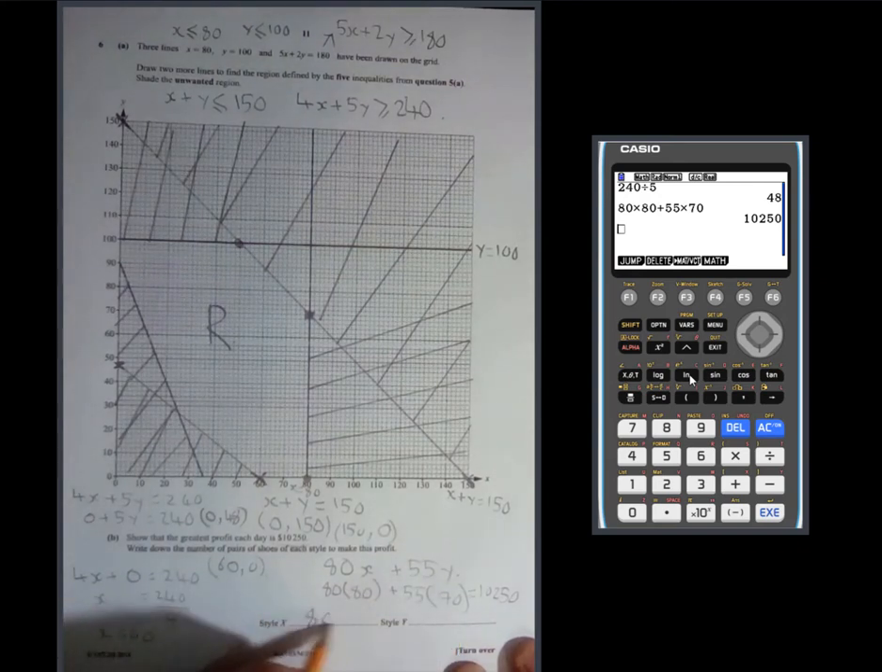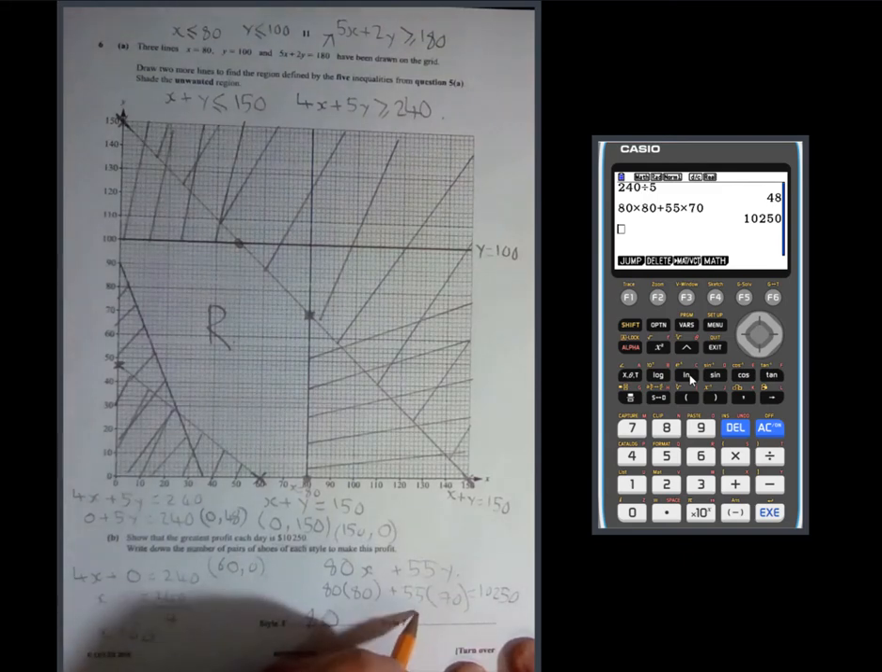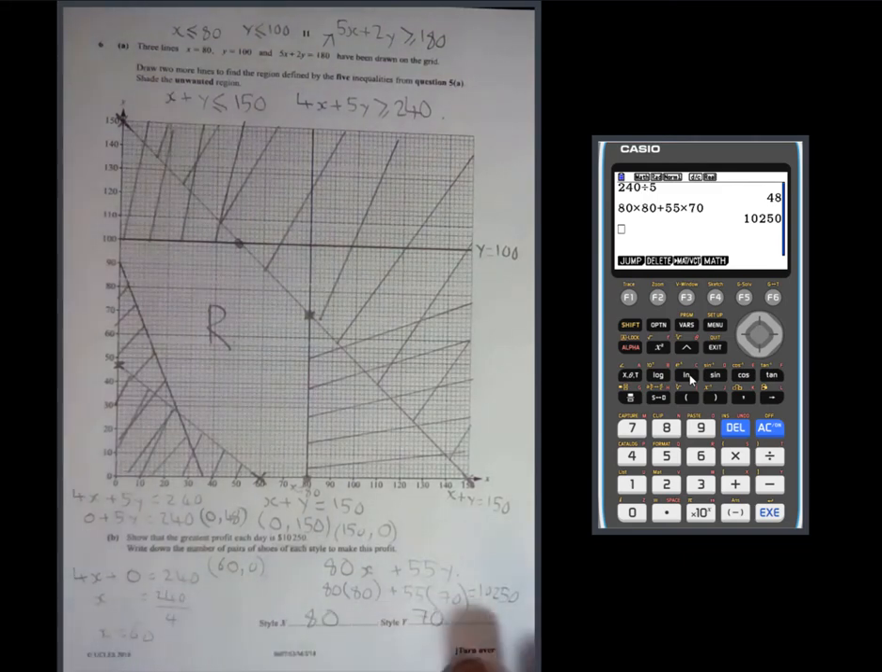So that means if we make 80 pairs of style X, 70 pairs of style Y, assuming that we sell them all, this is the best way for this factory to conduct its business in terms of the machines, the times, the styles, the timings. This is the best way for them to do this most efficiently.